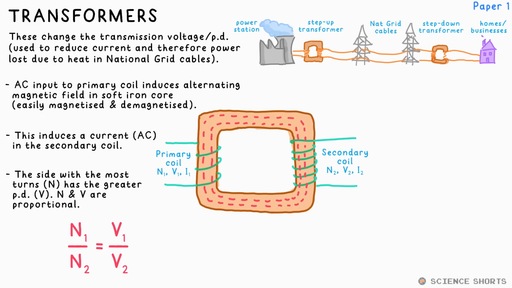If the secondary coil has double the turns, it has double the voltage and therefore half the current. A step-up transformer increases the voltage before it enters the grid. This then reduces the current, so less energy is lost due to heating. P equals I squared R.